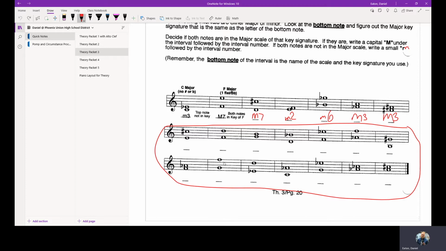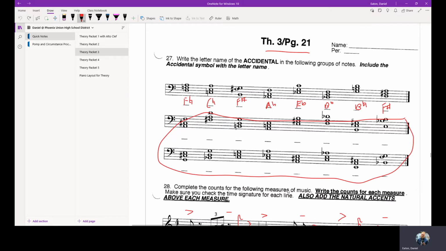Again, I'm just thinking about my major key signature and whether that top note is in the major key signature, and if it's not, that means that it's minor. It's in the other option, okay? All right. Write the letter name of the accidental in the following groups of notes. Include the accidental symbol with the name. Okay, so this is just asking you to identify what it is.